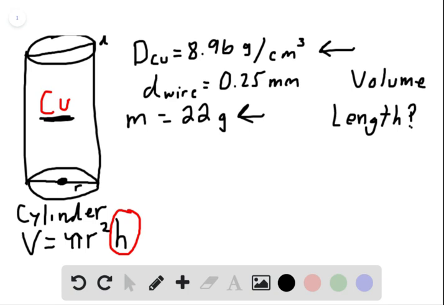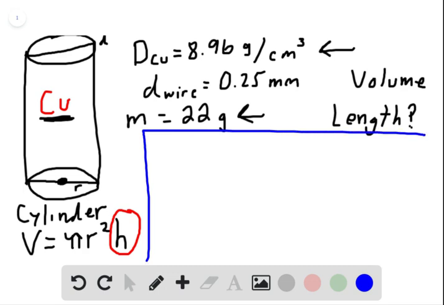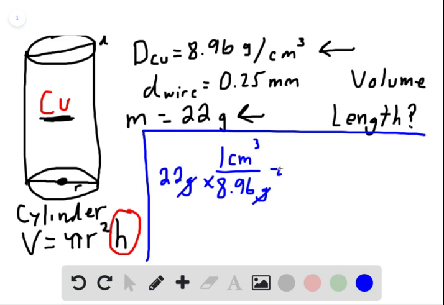So I'll start off with the mass of the wire. So if we start off with the mass and multiply that by the inverse of the density, right? So we're going to cancel out. There they go. So now we're left with 2.455 cubic centimeters. So this is the volume of the wire based on the mass that we have.